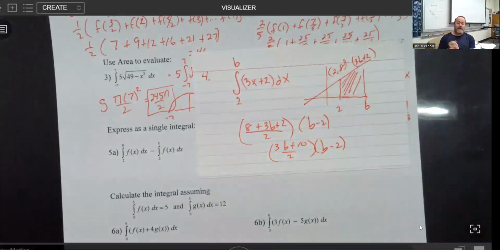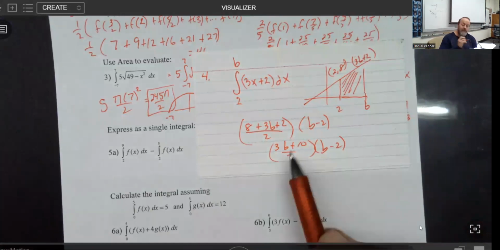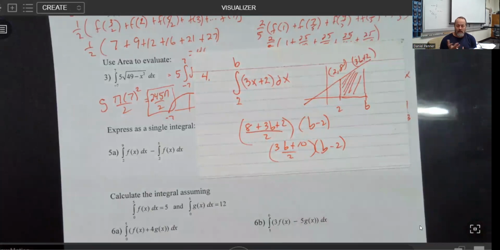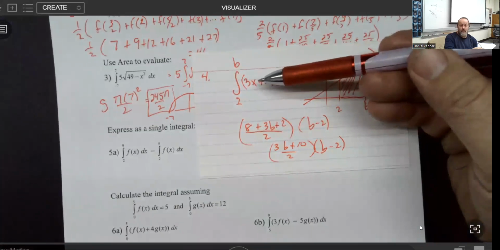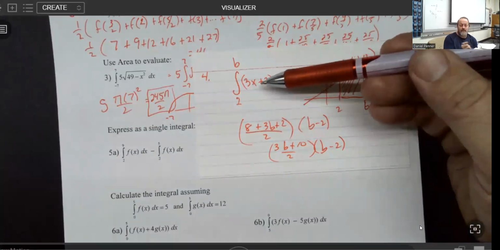But again, if you follow the math, there's a little sneaky thing here. If you multiply this through, you'd get a b squared. It's kind of a quadratic, but I think we know from recent times in the class, the antiderivative of this would be 3/2 x squared plus 2x.